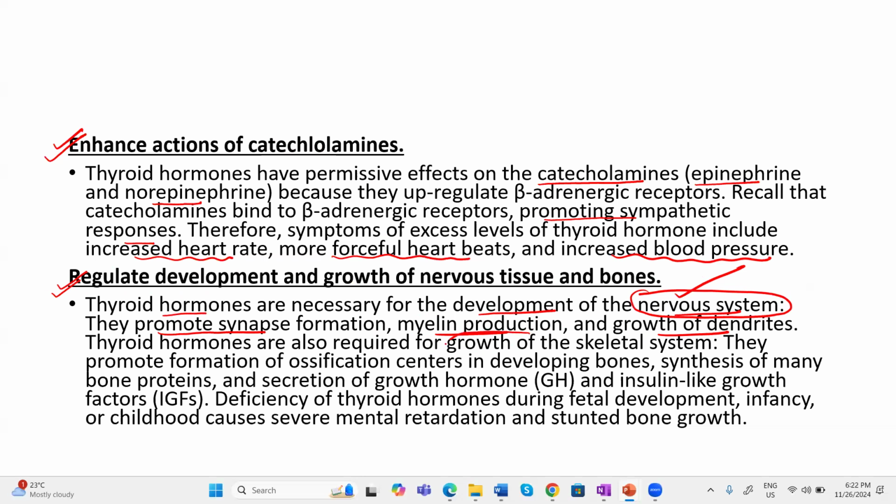Then they are required for the growth of the skeletal system also. They will promote ossification centers in the developing bones, synthesis of many bone proteins, secretion of growth hormone and insulin-like growth factors. All these things they are promoting. If a deficiency of thyroid hormone is there in fetal development, then the children will suffer from mental retardation and will show stunted bone growth.